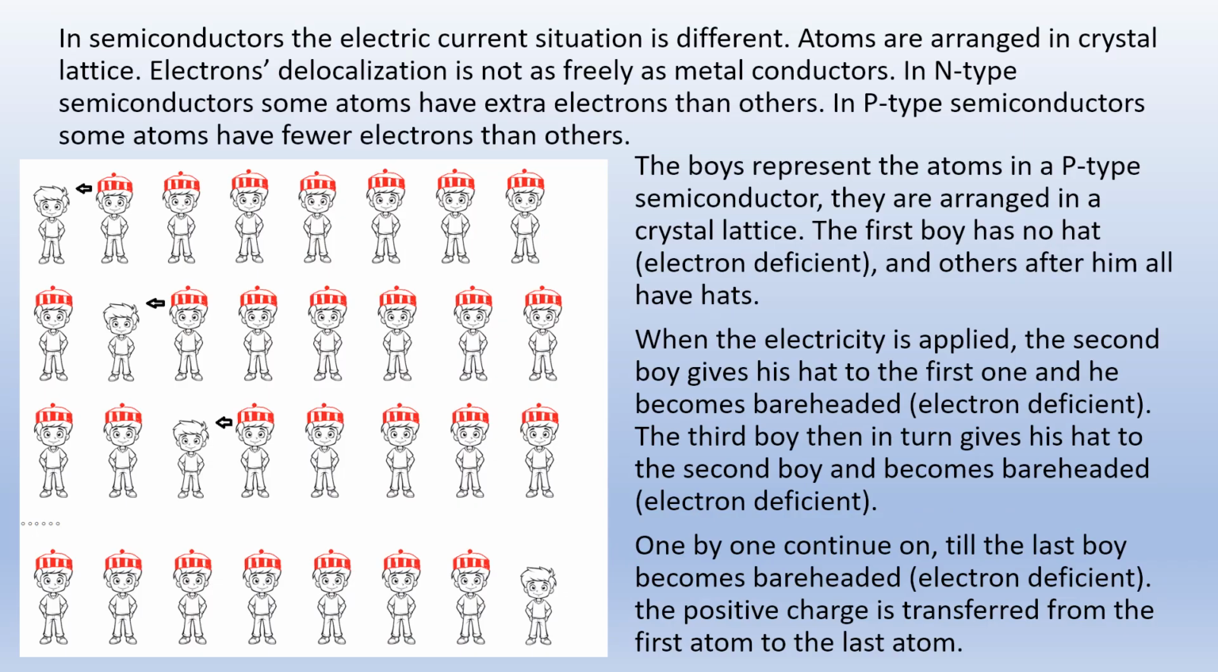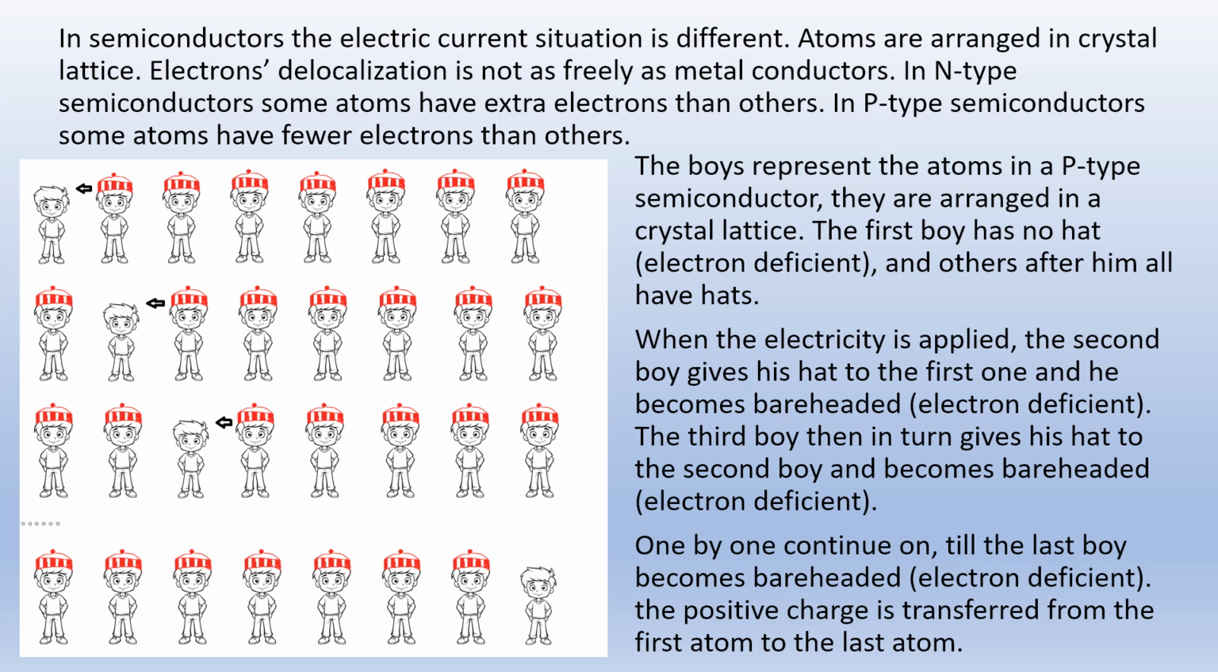In semiconductors the electric current situation is different. Atoms are arranged in a crystal lattice. Electrons' delocalization is not as free as in metal conductors. In N-type semiconductors some atoms have extra electrons compared with others. In P-type semiconductors some atoms have fewer electrons than others.